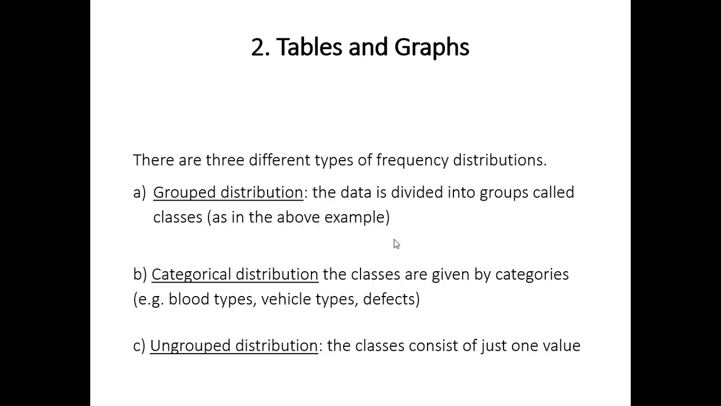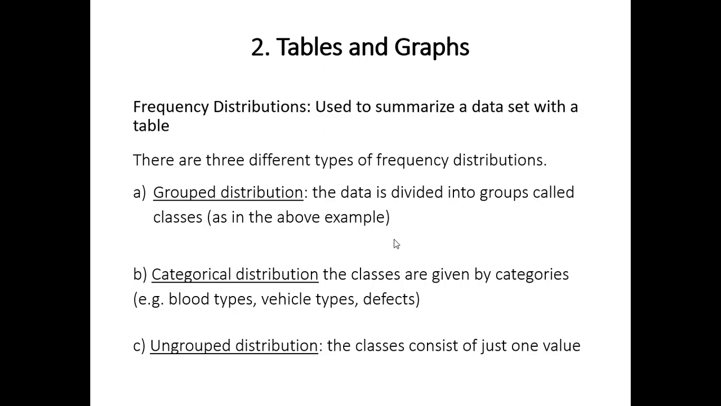Okay, so one of the first things that is addressed in Chapter 1 is the set of tables and graphs. So one of the first tables you might see is a frequency distribution used to summarize a data set with a table. And I'll mention 3 different types of frequency distributions. There's a grouped distribution where data is divided into groups called classes. There are categorical distributions where the classes are given by categories, might be blood types or vehicle types. And then there's even ungrouped distributions where a class consists of just one value. So these frequency distributions is the beginning of a summary process.